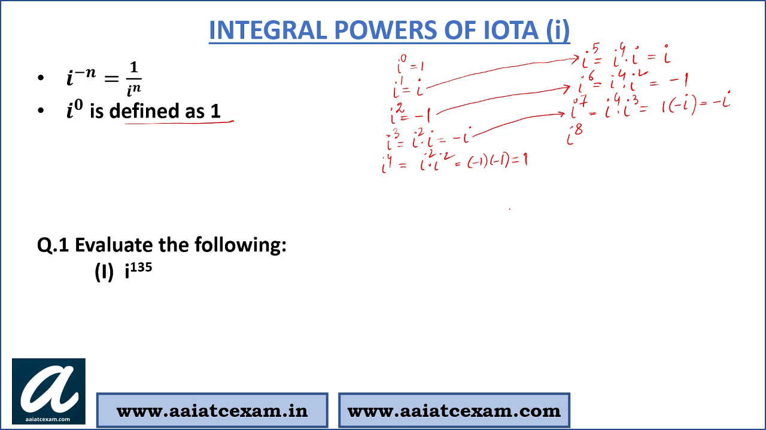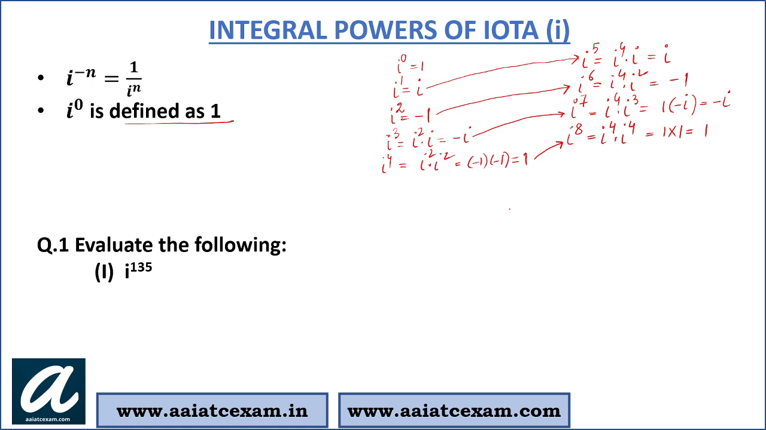Now students, consider I am writing iota raised to power 8. So it will be equal to iota raised to power 4 into iota raised to power 4. So this will be 1 into 1. The answer will be 1, which is similar to that of iota raised to the power 4.